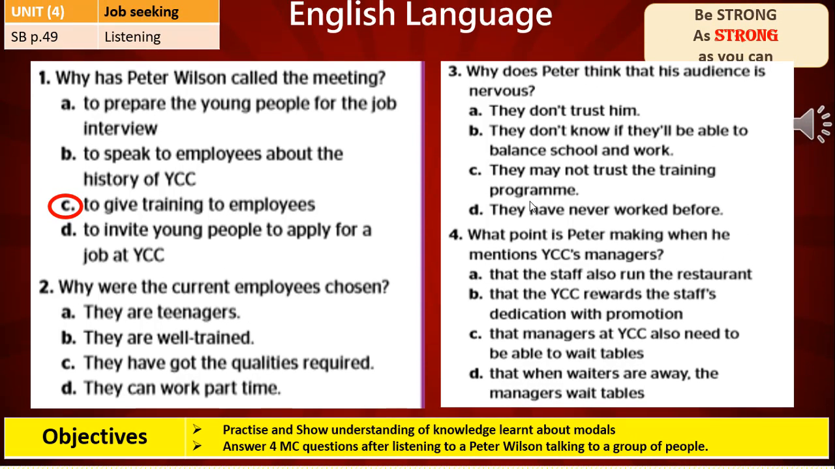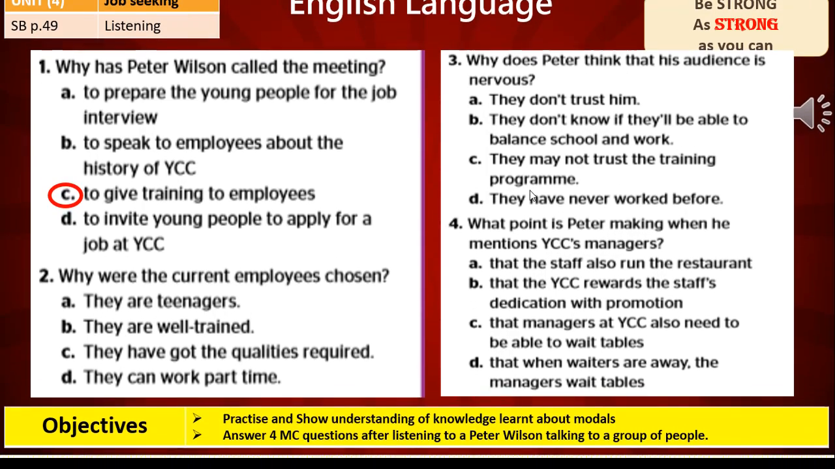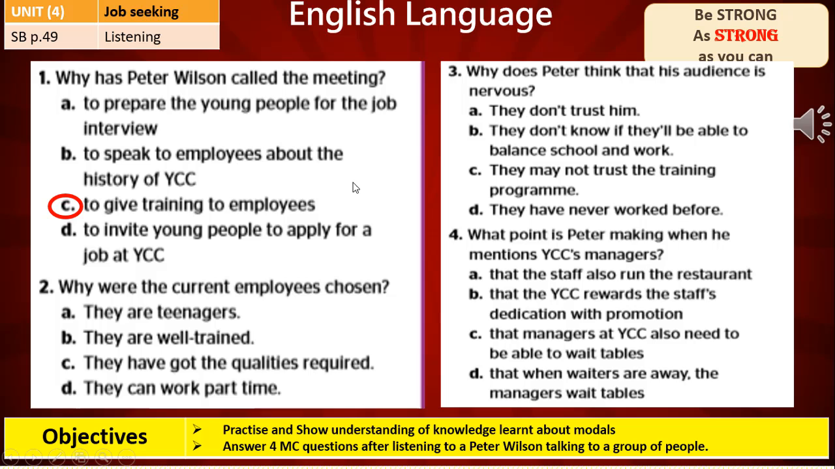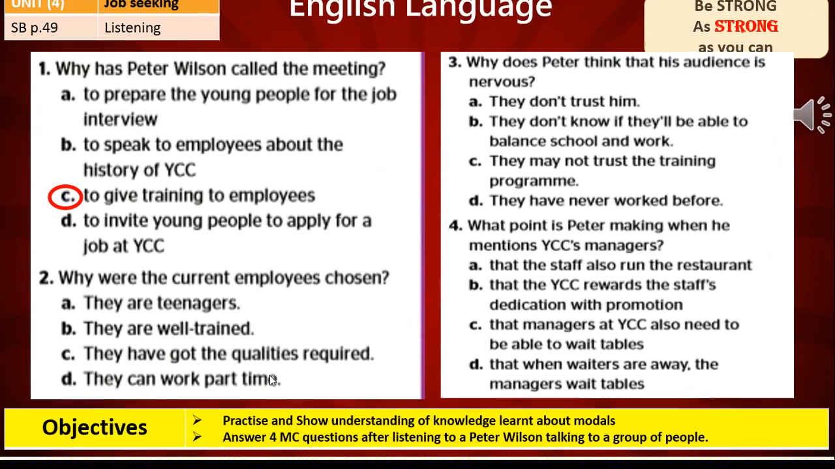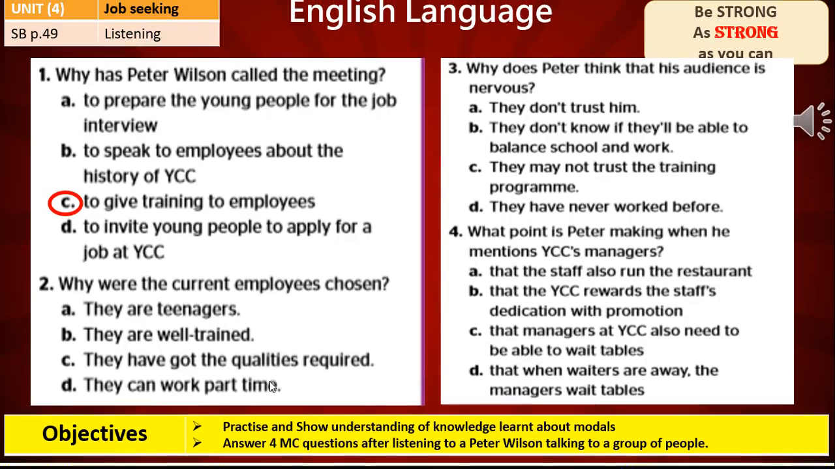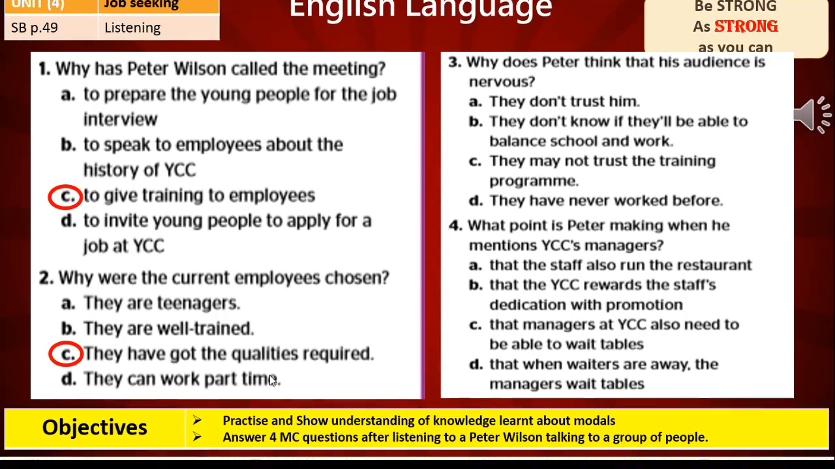What about the second question? Why were the current employees chosen? Is it because they are teenagers, or because they are well trained, or because they have got the qualities required, or because they can work part-time? Yes, because they have got the qualities required. Excellent. What about the third question?